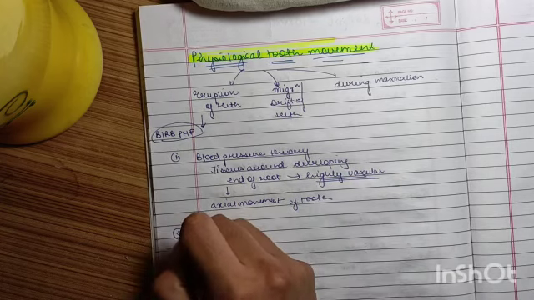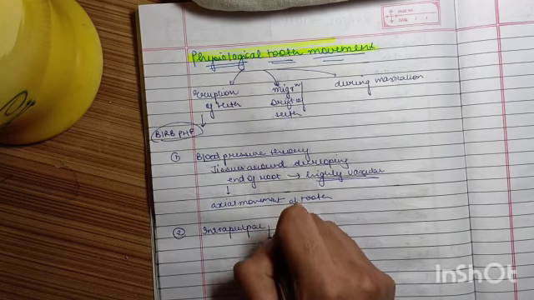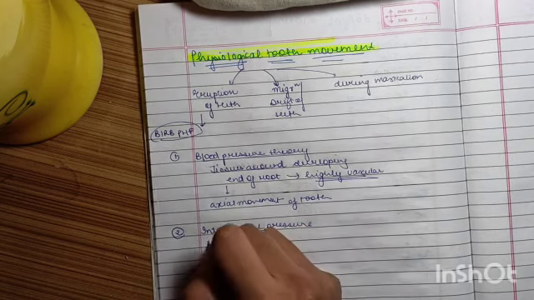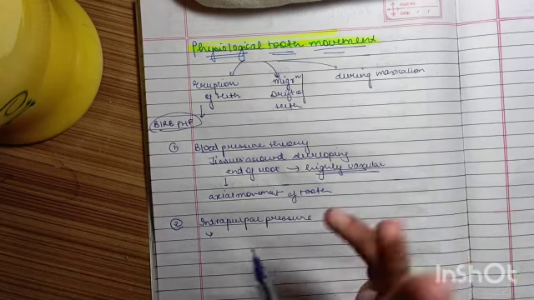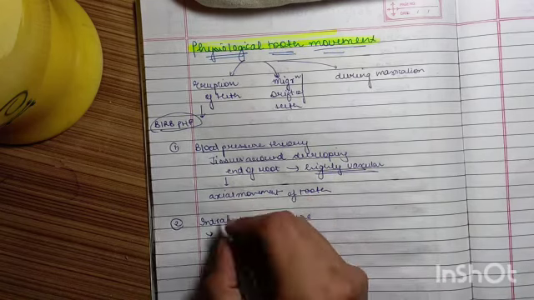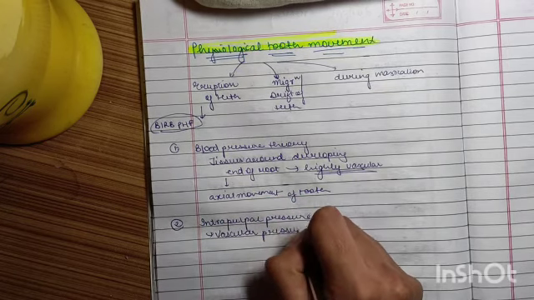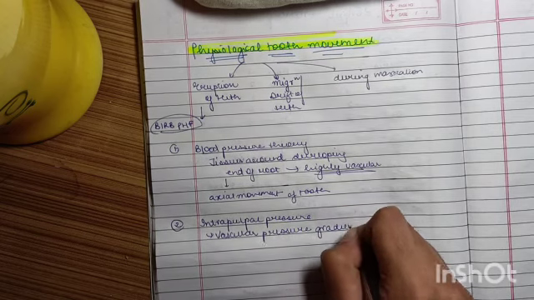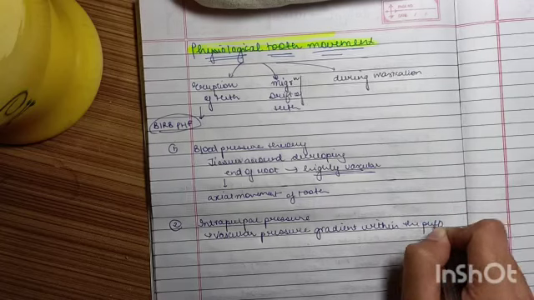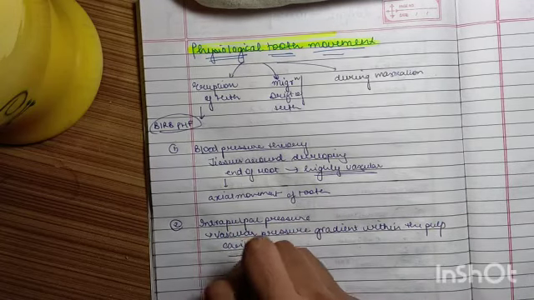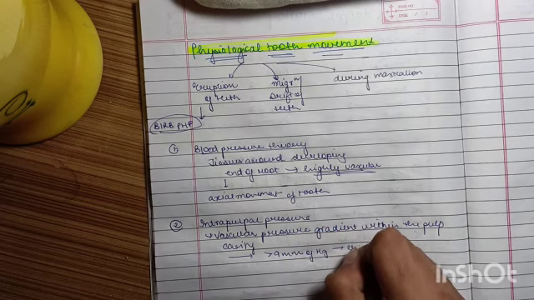Now, coming on to the second one, I. I stands for intrapulpal pressure theory. This theory states that there is a variation in the pressure within the pulp cavity, basically a vascular pressure gradient. The important point to remember here is that if this pressure exceeds 9 mm of Hg, that causes the eruption of the tooth.